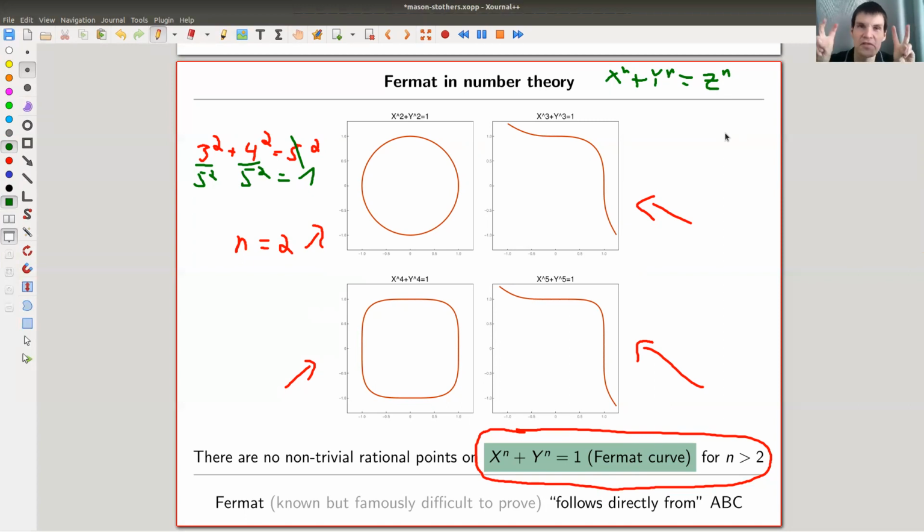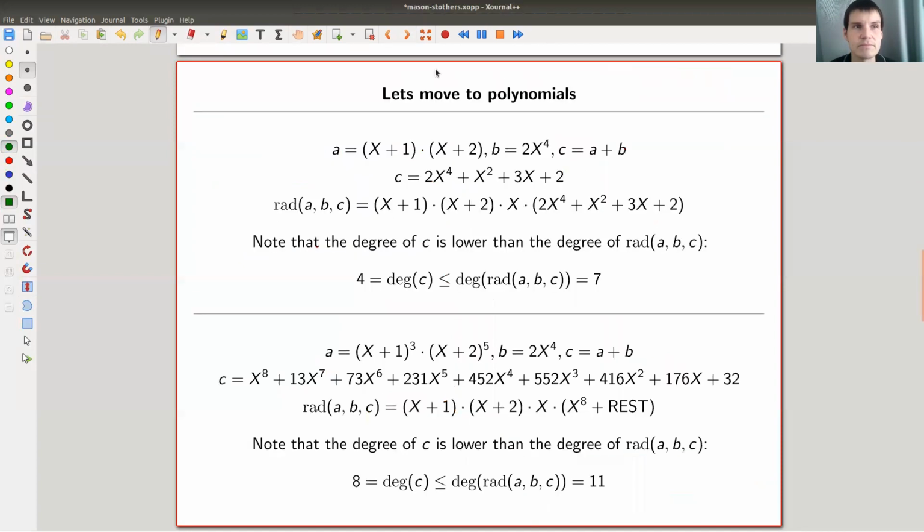And this follows directly from the ABC conjecture. Link is in the description how this precisely works. But again, this theorem is famously difficult to prove. And as I said, that's nothing bad a priori, because you get lots of interesting mathematics on the way. But the polynomial version is just ridiculously much simpler, and again, polynomials are simpler than numbers in some sense, at least. Yeah, so I'm waffling a lot, I know, but anyway, let's move on to polynomials.